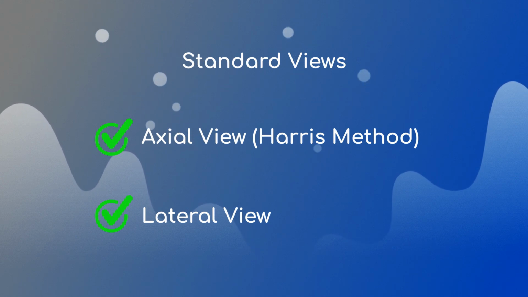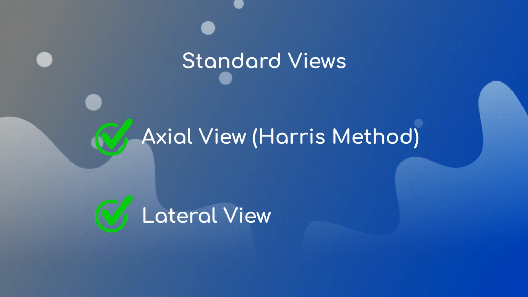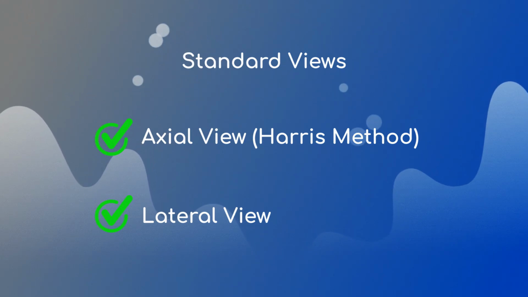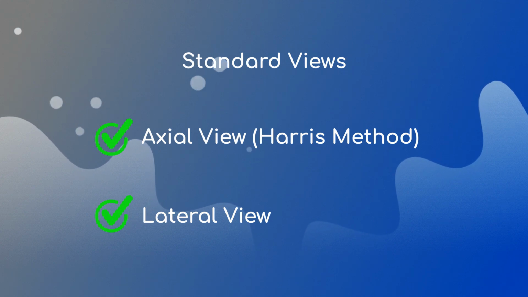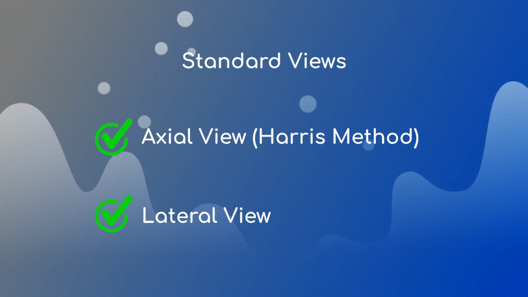Standard views. Axial view, Harris method, evaluates the plantar aspect of the calcaneus, subtalar joint space, and talus. Lateral view, useful for measuring Bohler's angle and visualizing articulation with the cuboid and talus.